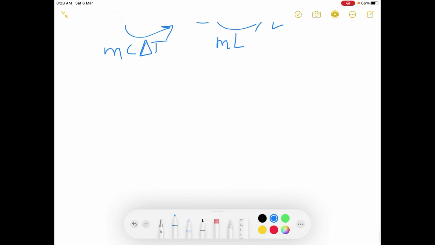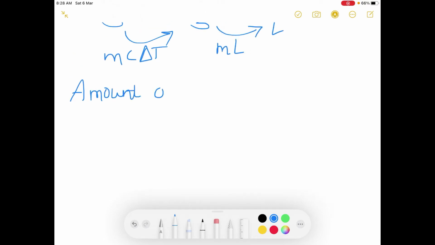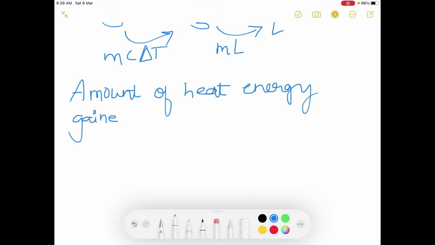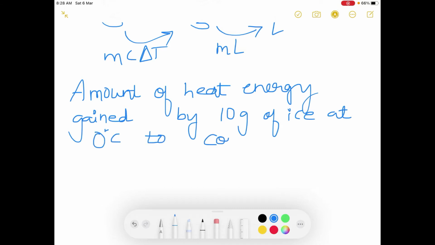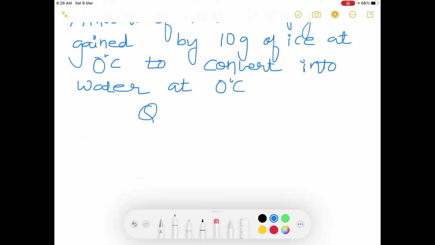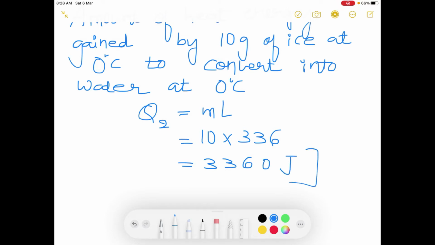So amount of heat energy that is gained by 10 gram of ice at 0 degree Celsius to convert into water at 0 degree Celsius. એને m into l થી ગોતશું, so એને કહી દઈએ Q2 which is m into l, that is 10 into 336, so 3360 joule. ચલો.